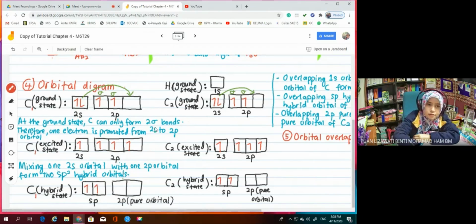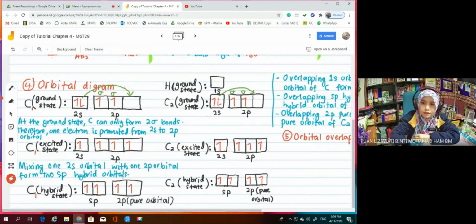Alright, next there will be the balance, the remaining 2 electrons left at the 2p orbital. Okay, so we have to draw the electrons. However, we have to label it 2p pure orbital. Okay, 2p pure orbital. How can you explain this one? Right, so you can explain like this. Mixing one 2s orbital with one 2p orbital forms 2 sp hybrid orbitals.